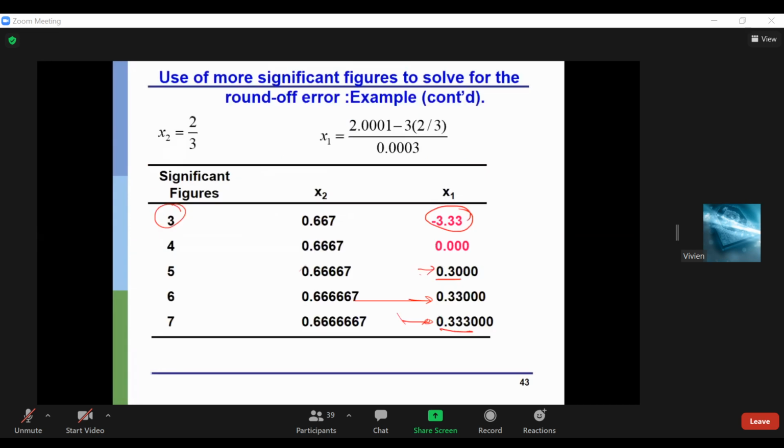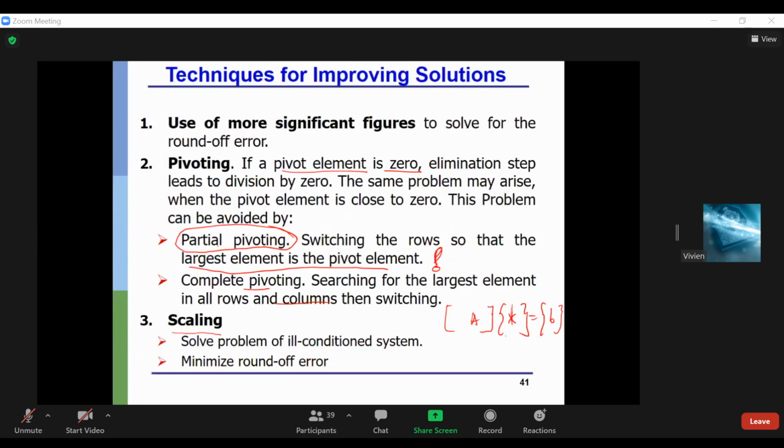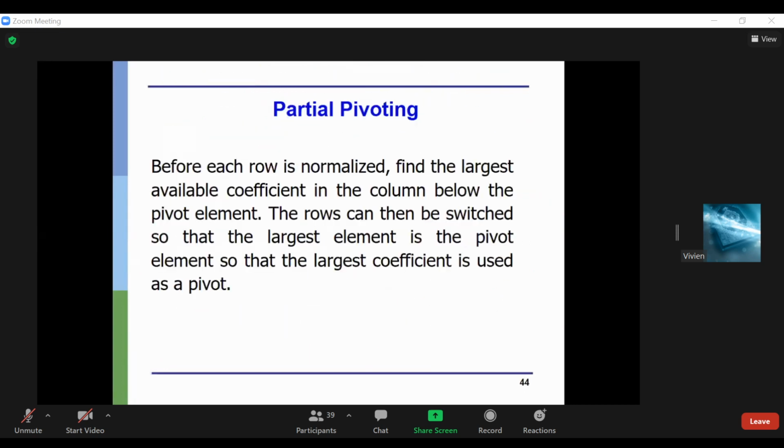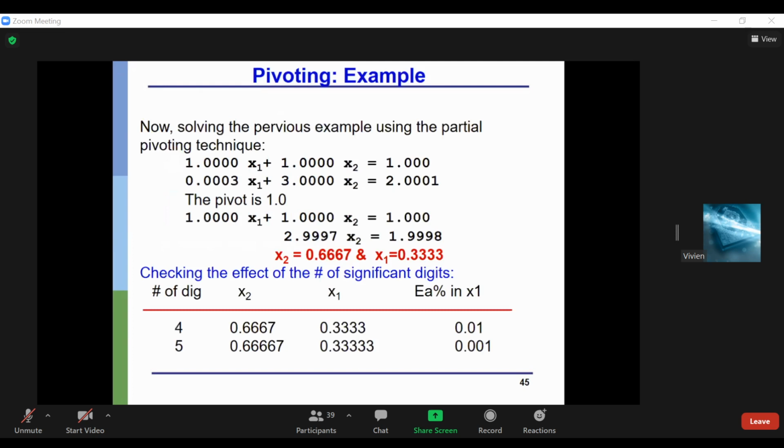Now next is to do pivoting to avoid division by 0. So we will see here that we will do partial pivoting. In this case, we will find the largest coefficient in the column below the pivot element, and then switch the rows so that the largest element becomes the pivot element. Okay, so we will see here.